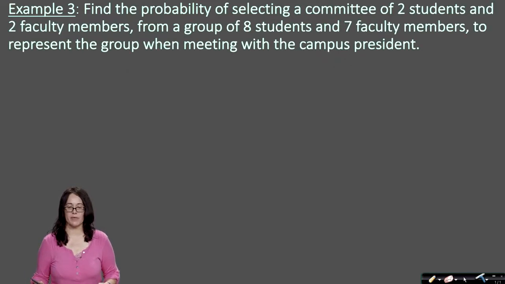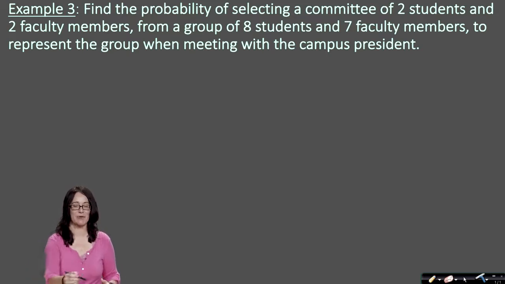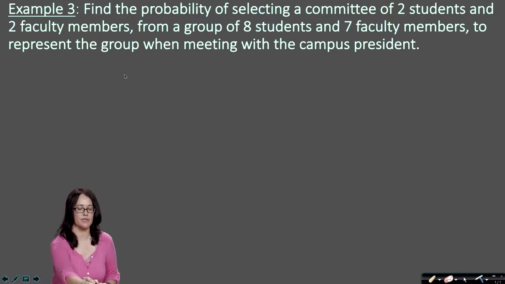It says find the probability in example 3 of selecting a committee of 2 students and 2 faculty members from a group of 8 students and 7 faculty members to represent the group when going to meet the campus president. Okay, so as soon as it says probability, you think fraction. Okay, so at this point, I'd encourage you to pause this video and see if you can set it up yourself.